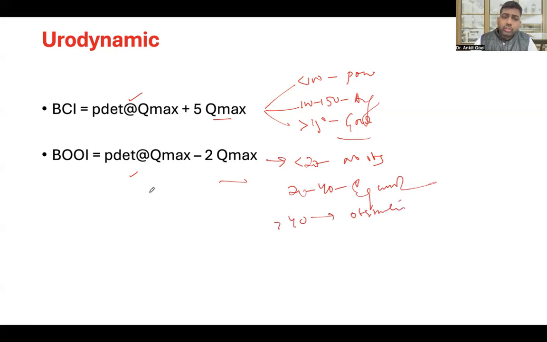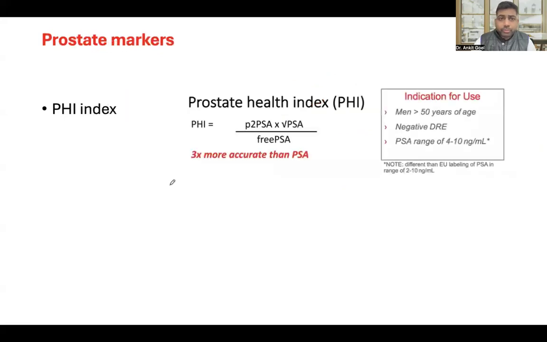Okay, so this is something which is very, very important. You won't have time on your exam day to revise all this, so just keep it all assimilated together so that you can go through a quick revision for your exams. Okay, the formulas from your urodynamics.